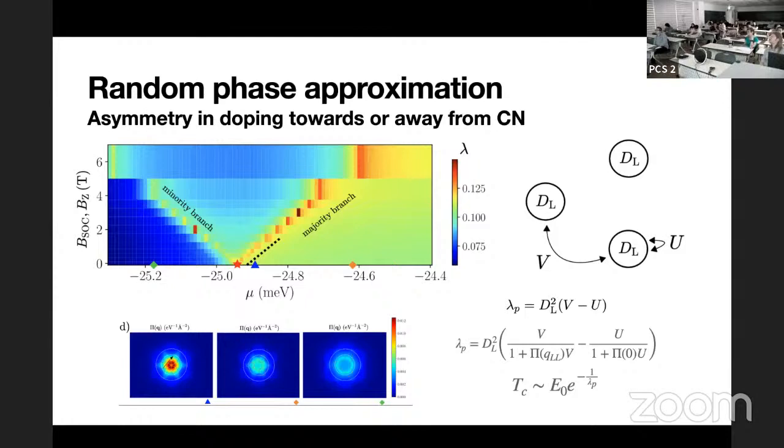How much different? Okay, so mostly the difference is just quantitative. Qualitatively, we see the same physics. It's just the numbers, the TC value is different essentially.